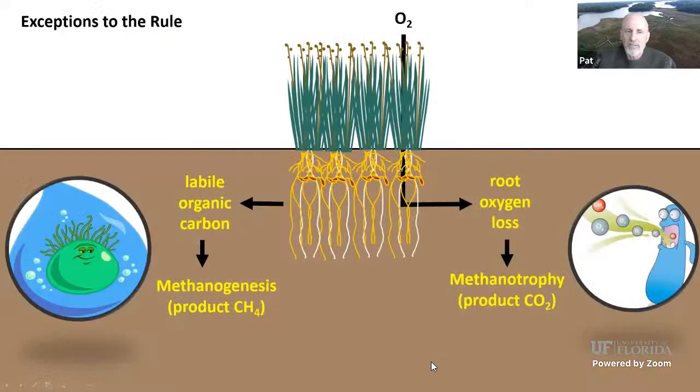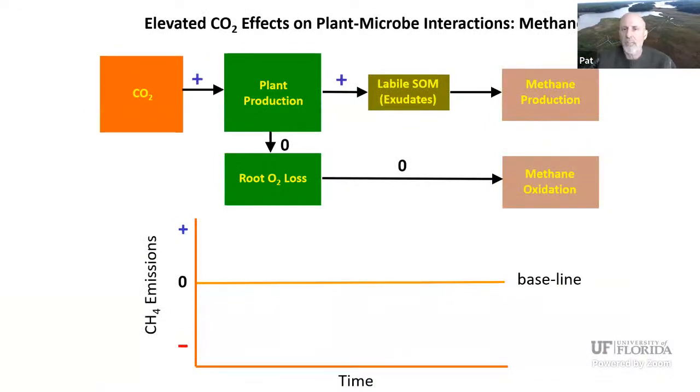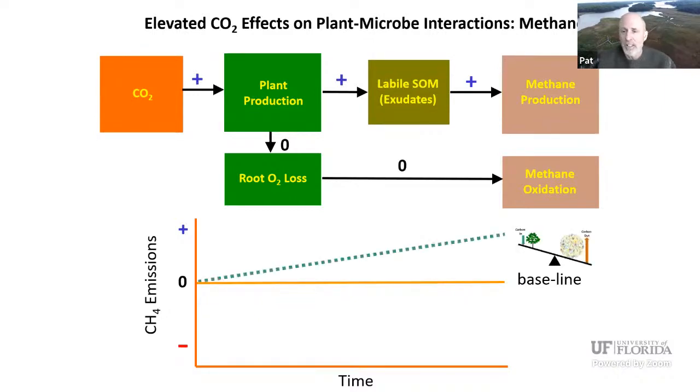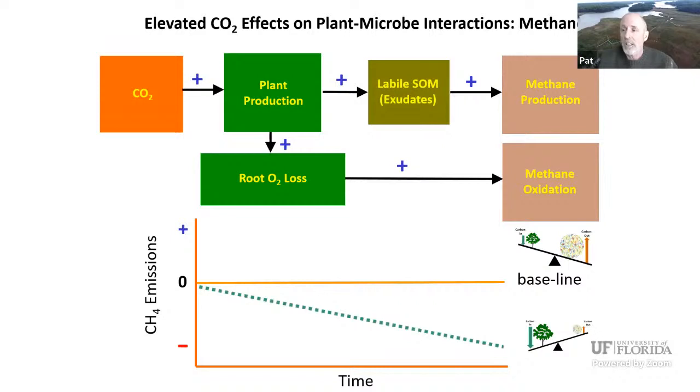because we also have the microorganisms that consume methane, the methanotrophs. And if there's oxygen in the system, they can actually help reduce not the amount of methane produced, but the amount that's actually emitted. So in this case, our conceptual diagram looks like this. If elevated CO2 increases plant production and labile soil organic exudates, then we'll get more methane, and we should see more methane being emitted, and we often do. But if it simultaneously increases root oxygen loss, that could enhance methane oxidation, and we could see the opposite response, less methane being emitted.